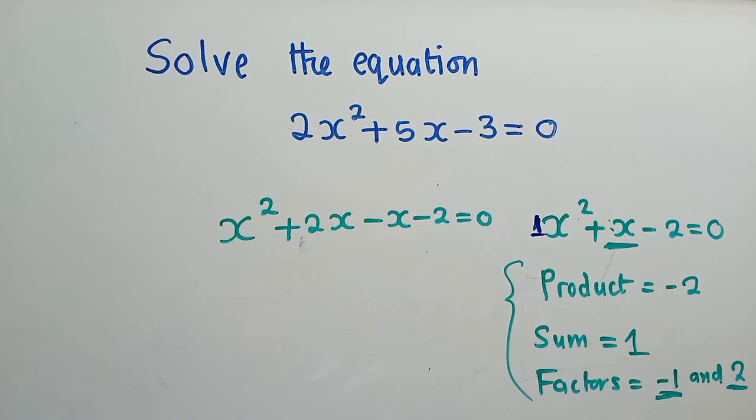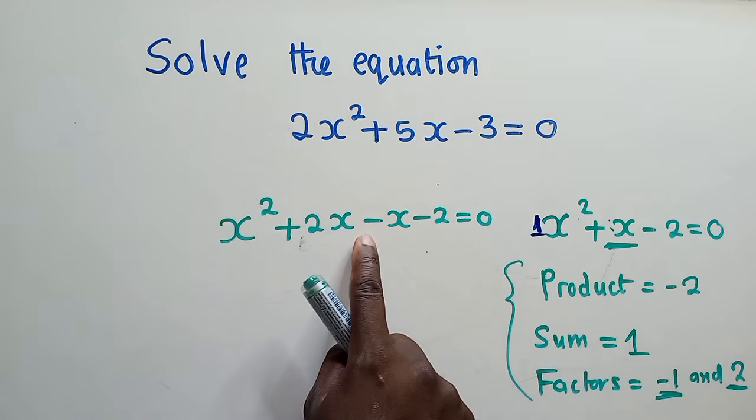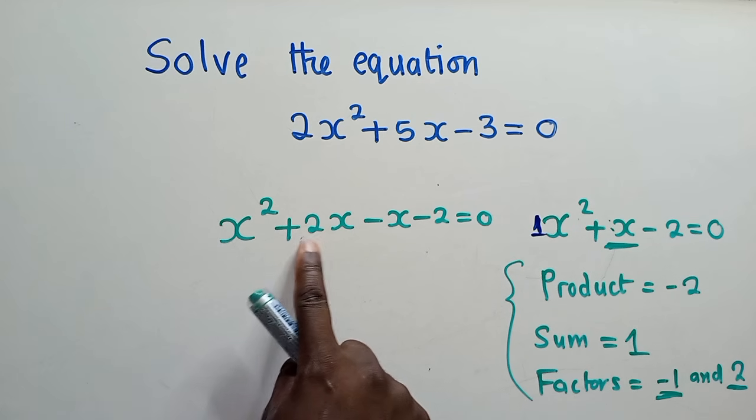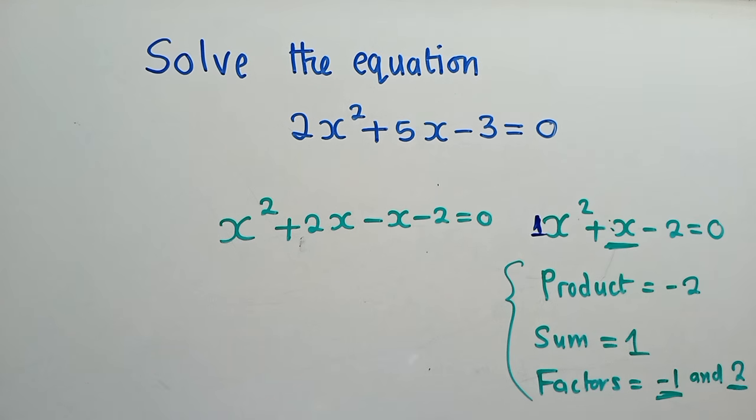Maybe your question is, is there any order to follow in terms of putting these factors here? No, there is no order. You can put them in whichever way you want. If you want, you can start with negative x plus 2, or the way they are.